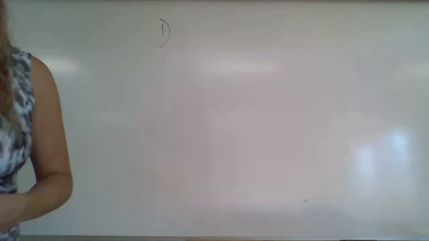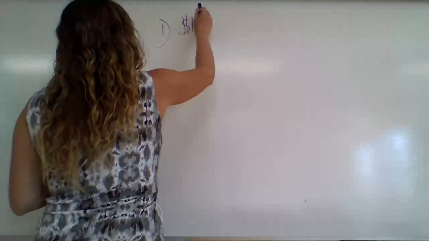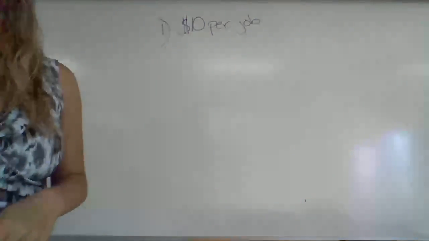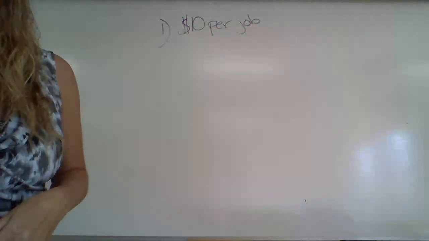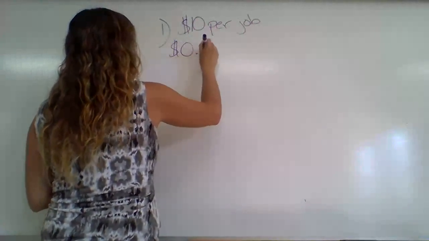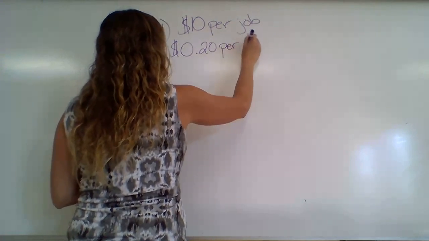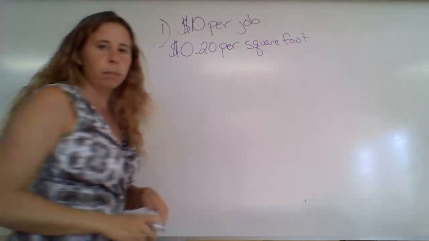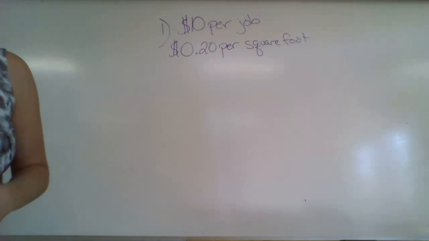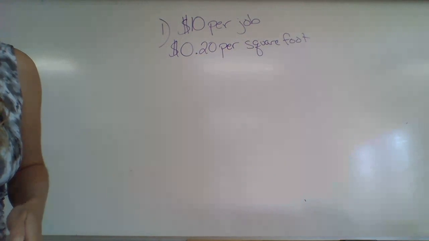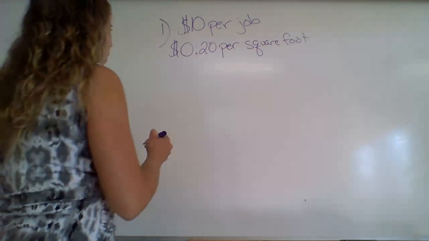So it says Virginia's painting service charges $10 per job. So I'm going to write down my important information, $10 per job, and 20 cents per square foot. If Virginia earned $50 for painting one job, how many square feet did she paint? Okay, so she did one job and she earned $50.